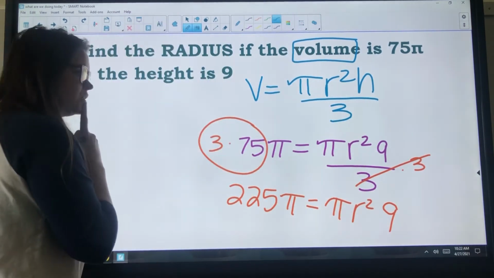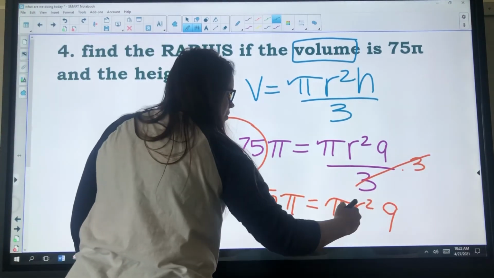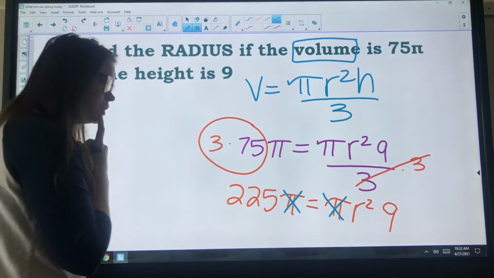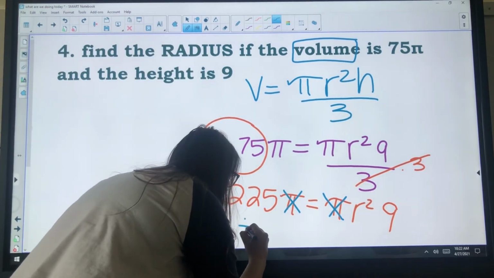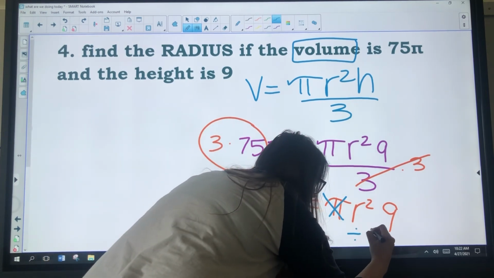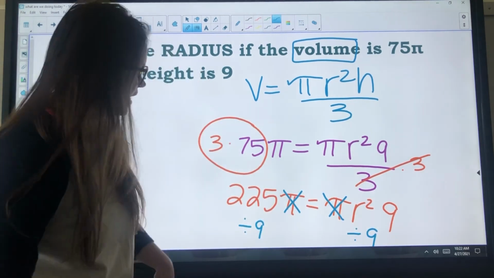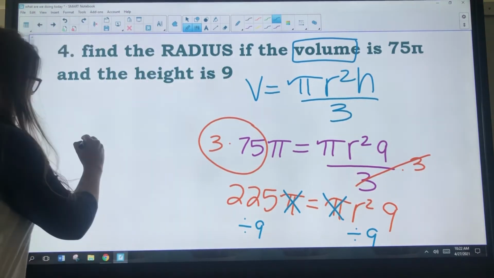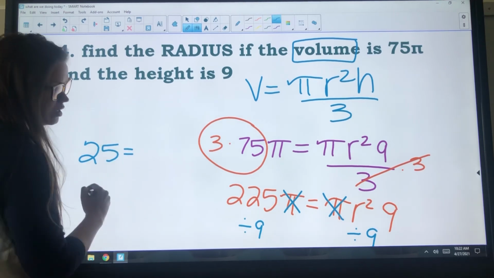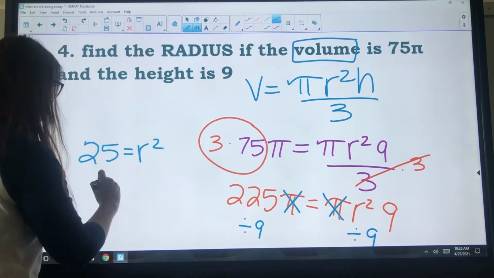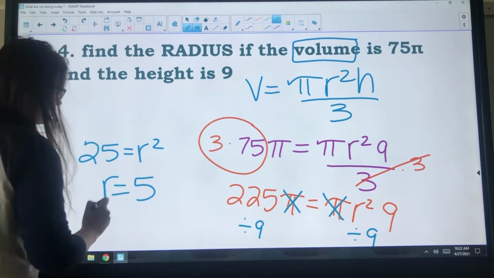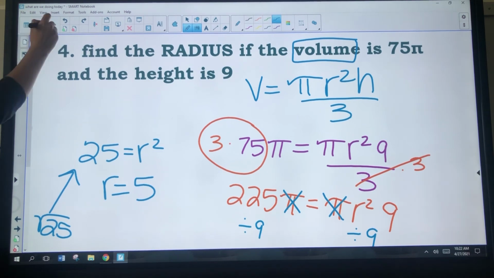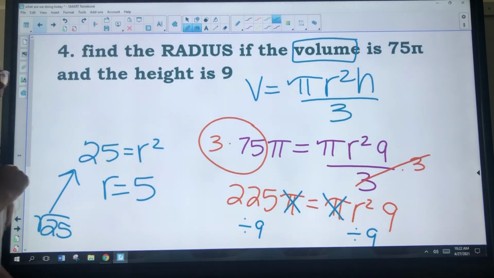I'm just going to be lazy and cancel the pi's because I know divided by pi would cancel out on both sides. So now we have to divide by 9. 9 divided by 9 is 1, that's why that cancels out. 225 divided by 9 is 25. And you have 1 r squared on the right side. Thusly, your radius is 5. If you don't know how I got that, I square rooted my 25. Is that it? That's it for cones.